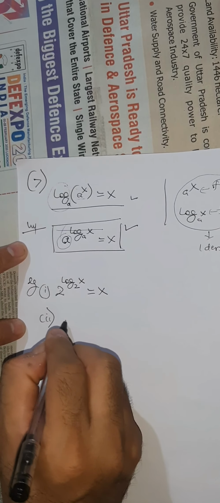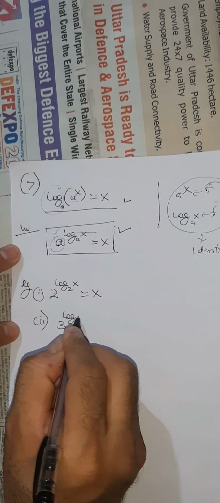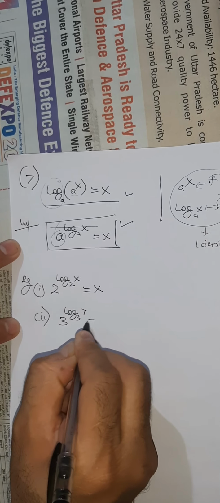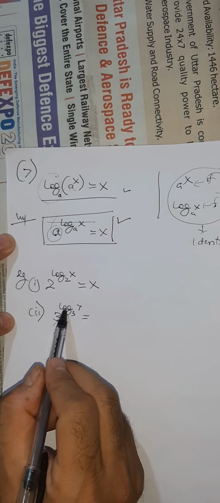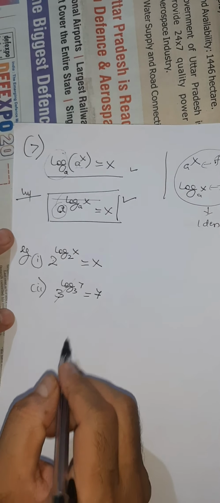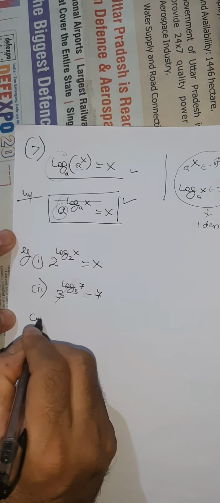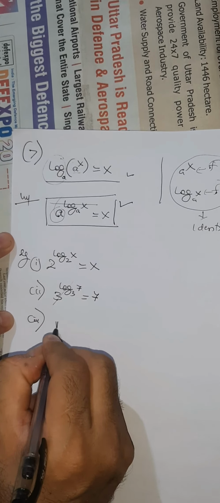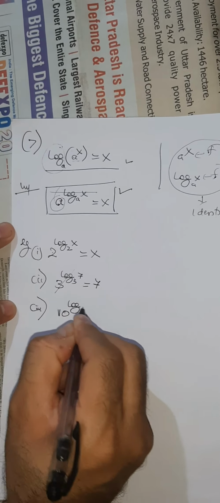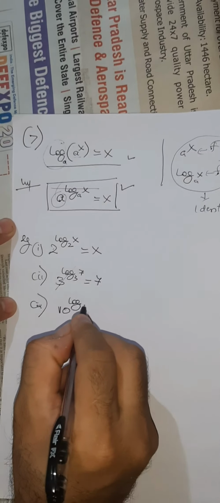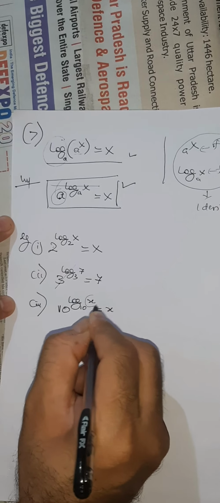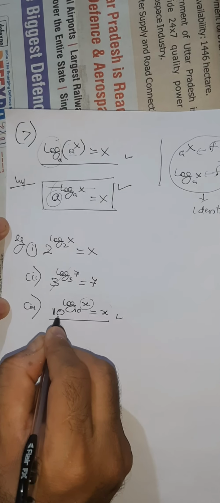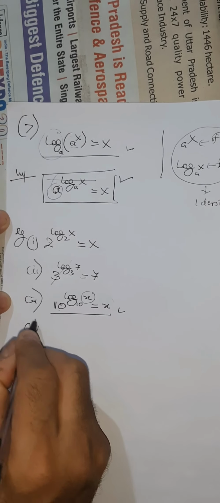Next, if I have 3 raised to log 7 to the base 3, then the 3 and the log go away, like f of f inverse. The answer will be 7 only. Next, if I have 10 raised to log x to the base 10, the answer will be x only, a composition of exponential and its inverse.